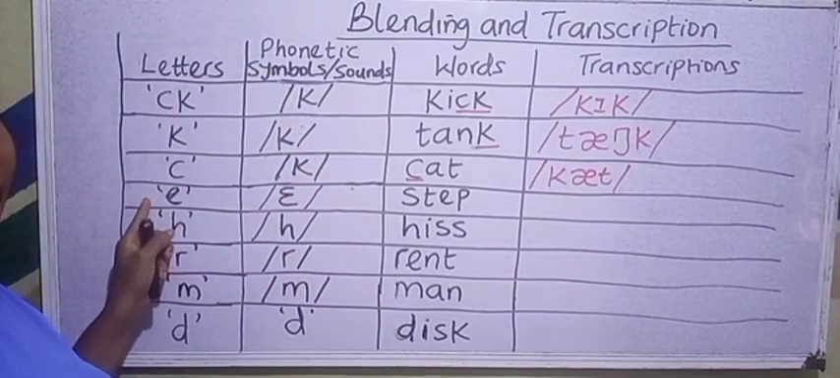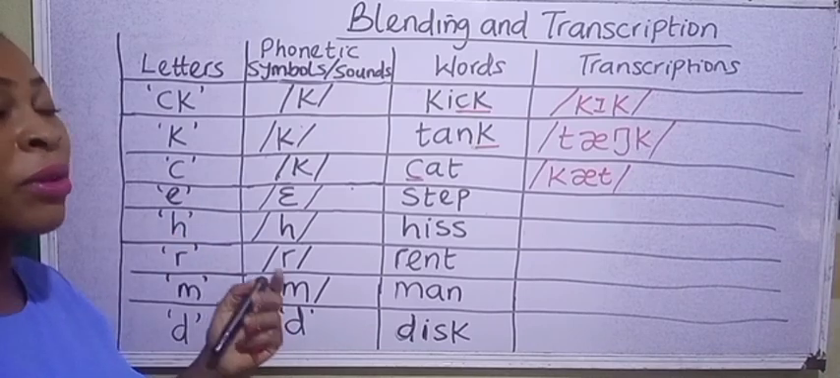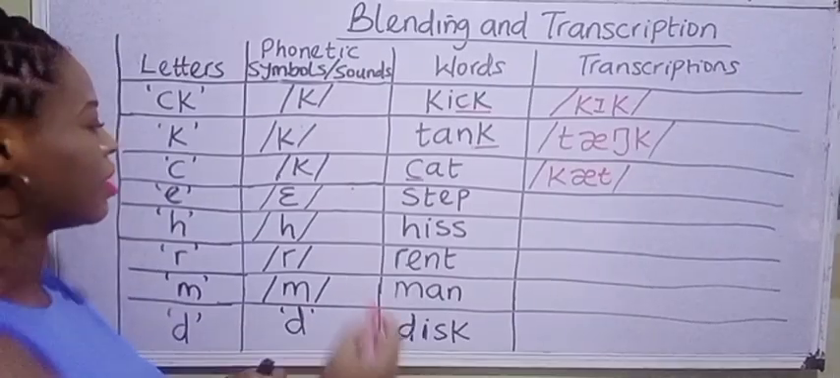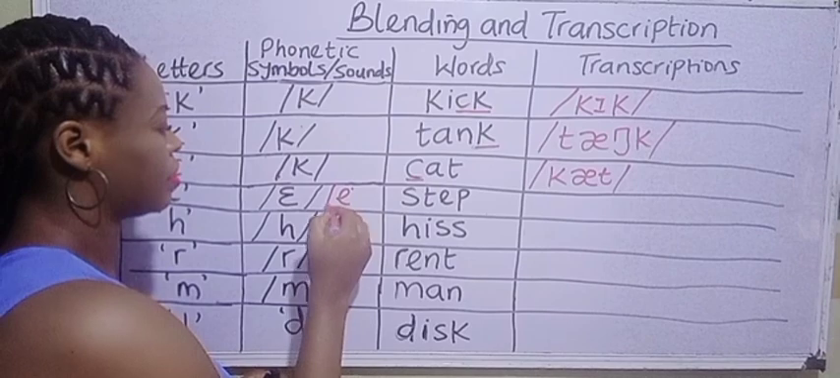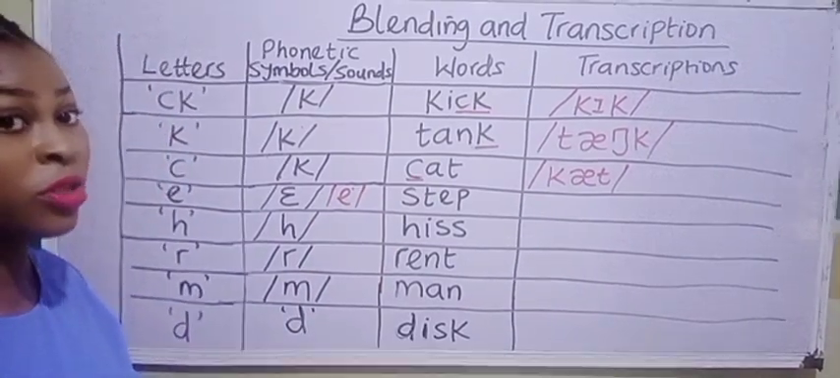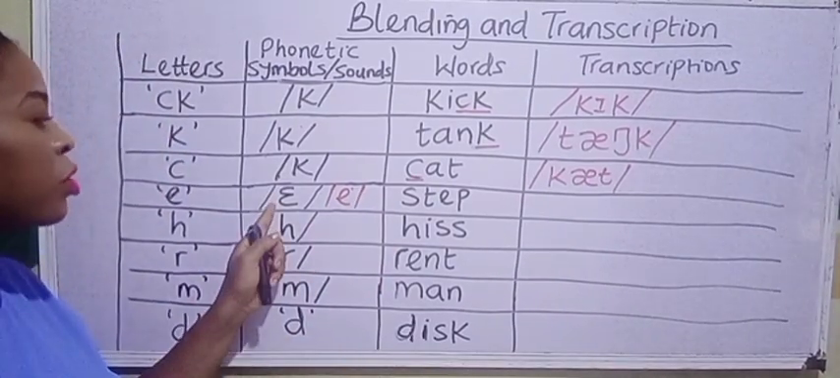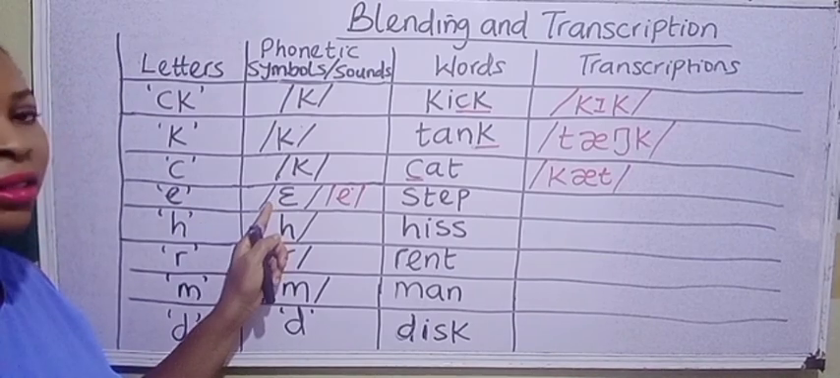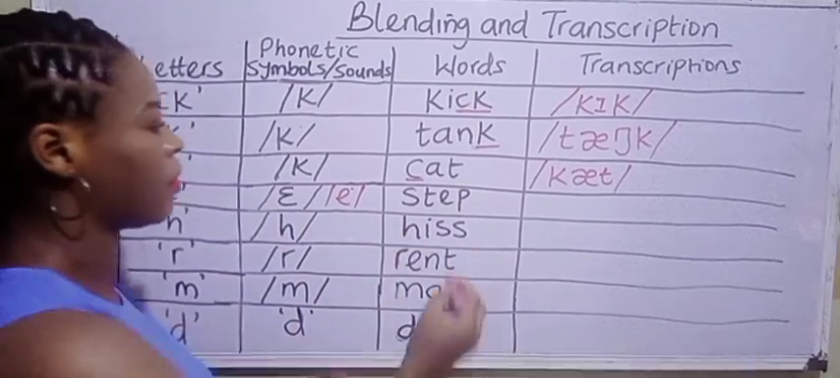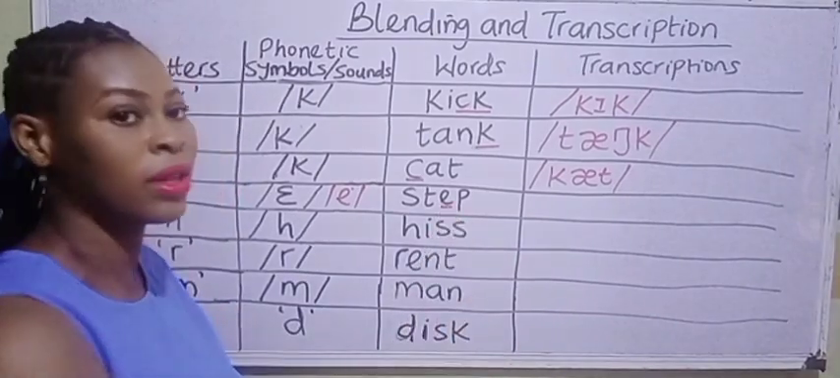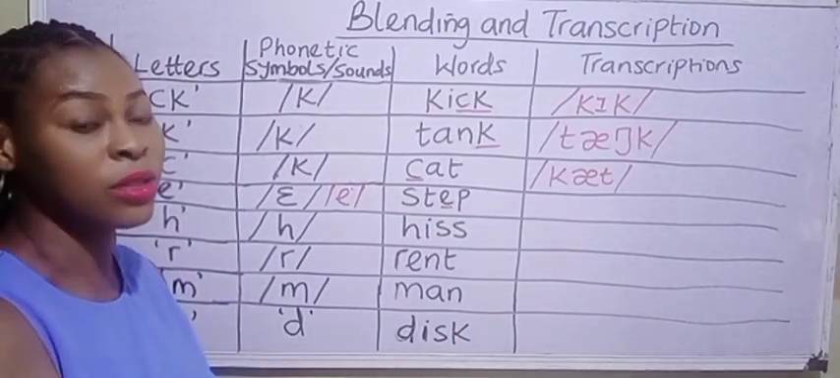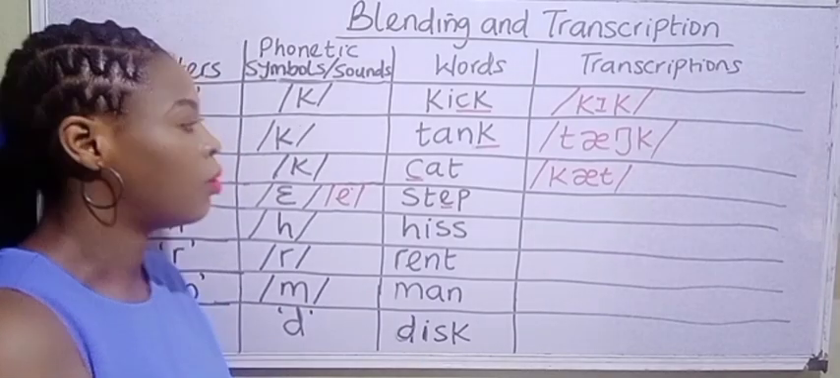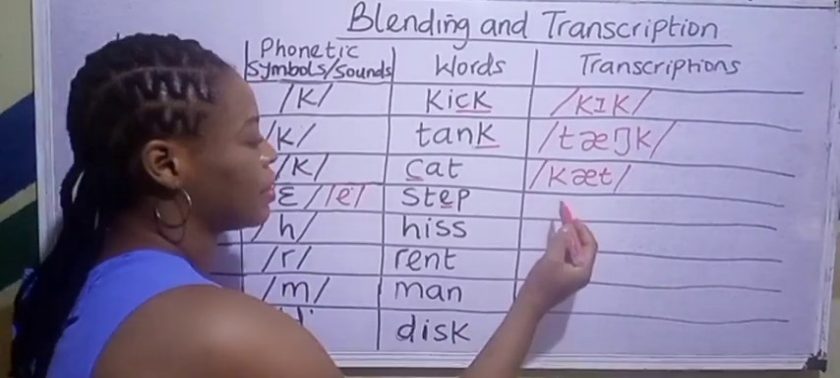Now we move on to E. Remember I said E can be represented as this symbol in some transcriptions, okay? So now I'm going to use this for this lesson. Now let's look at this. It is found here. We can as well find it at the initials. For instance, we have the word egg, okay? Now let's move on. We have step.